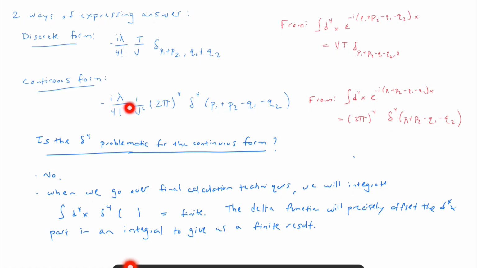If you wanted to express this final answer in continuous form, you would get something like this: minus i lambda over 4 factorial, 1 over V squared, and these factors here. Even these V factors you can wash out or express differently depending on multiple levels of discretizing or doing continuous forms, but that's just what we're going to write here. So this is our answer that we're getting for our transition amplitude.